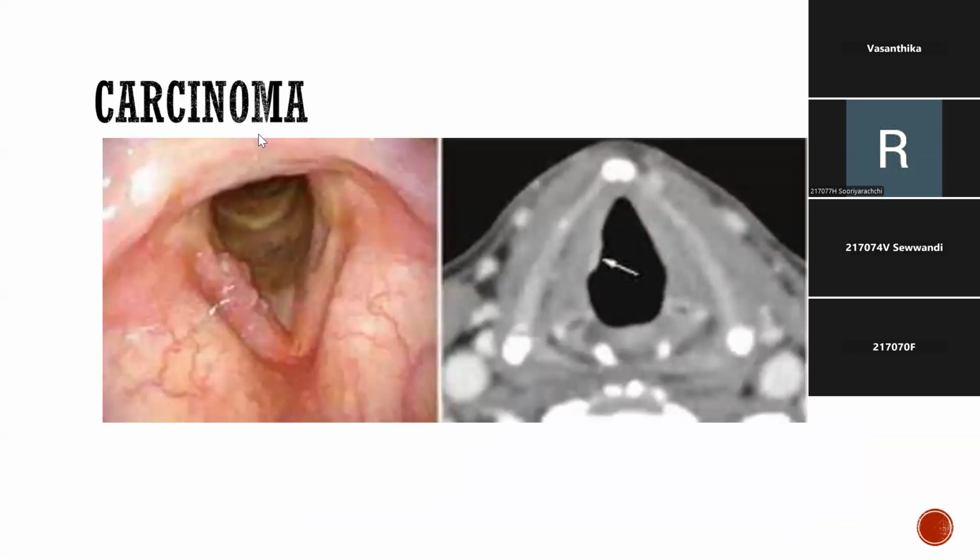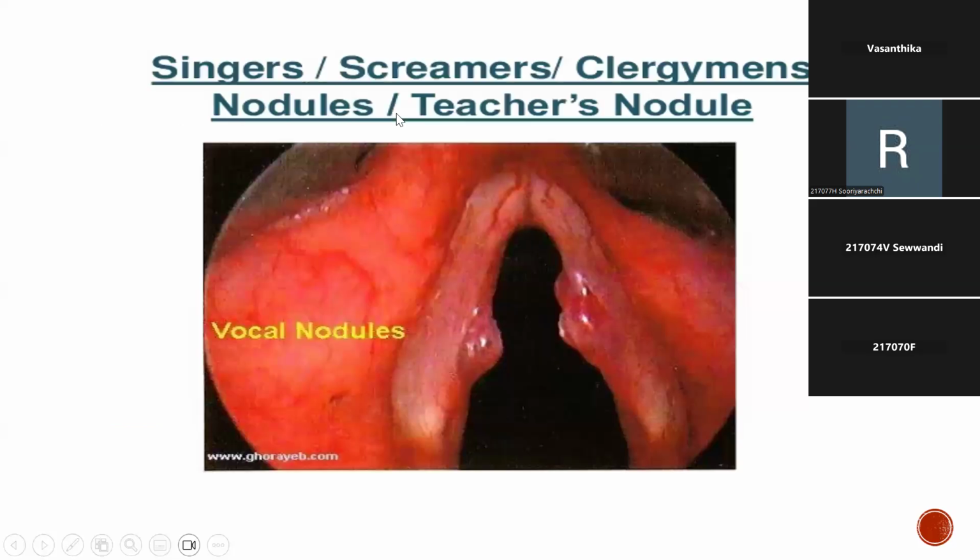So then we will move into the conditions that you should know in the larynx. The commonest thing is laryngeal carcinoma, which you can see specifically in an area like ours, where smoking and betel chewing are the risk factors. You can see irregular growth over the vocal cords. If you do a CT again, you will see the irregular nature of the growth, and you can see the nice smooth vocal cord on the other side.